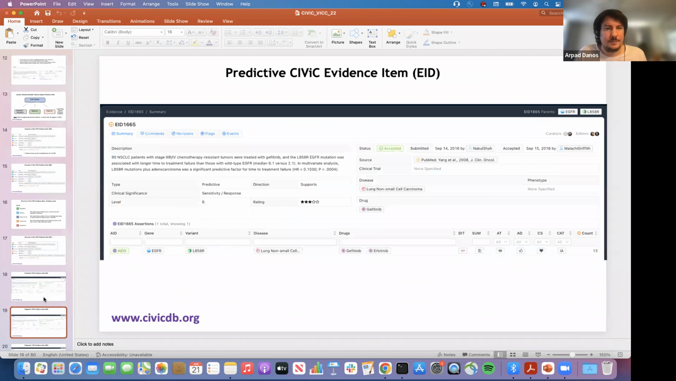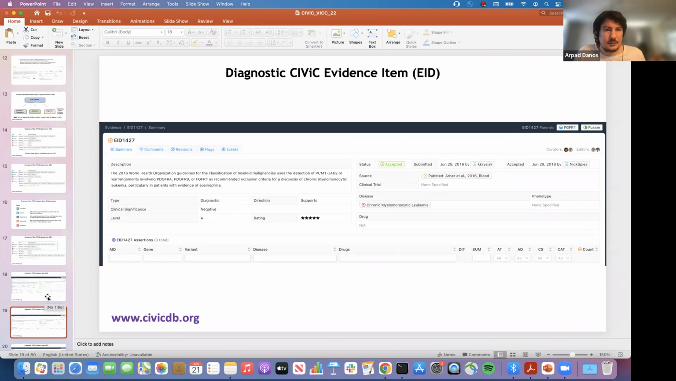So I'll jump to a diagnostic evidence type. Here, this is a diagnostic type, direction supporting a negative diagnosis. So this variant here, FGFR1 fusion, can be used as a negative diagnostic indicator for CML. This is a level A, okay, because this is actually describing WHO guidelines, which are described in this PubMed publication in Blood. So this describes the guideline, basically stating that it's a negative diagnostic indicator.